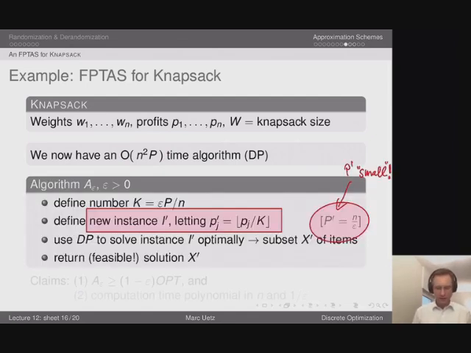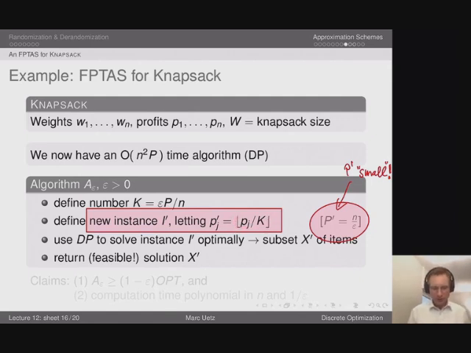And here is the algorithm in more detail. It's parameterized by the desired precision epsilon. And in order to do the rounding, I define this number k here. This is just epsilon times the maximum profit value divided by n. So that's just a number that works out. I define the new instance, the rounded instance, I prime, by just taking the original profit values, pj, and dividing them by this constant k, and I round down, okay? That defines a new instance.